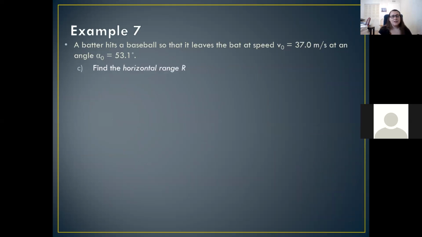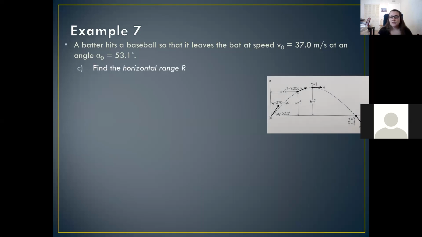And then part C, find the horizontal range R. Range is another one of those vocab words. It just means the maximum sideways distance. How far did it travel horizontally? So here's our picture. Now we're looking at this part right over here where it lands on the ground.